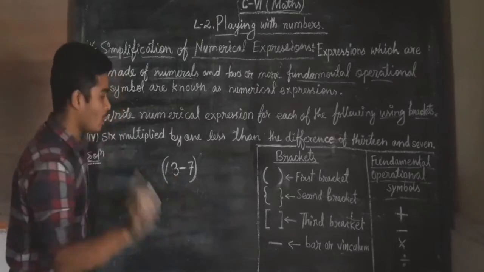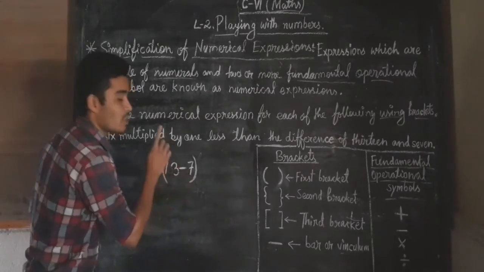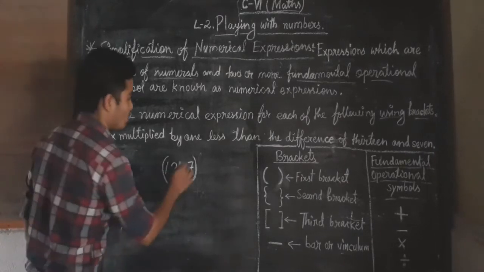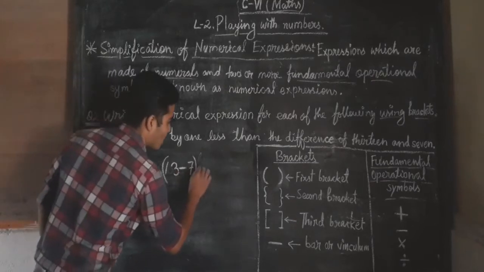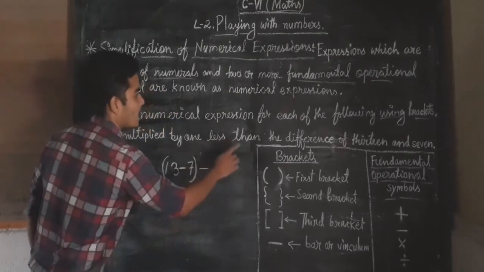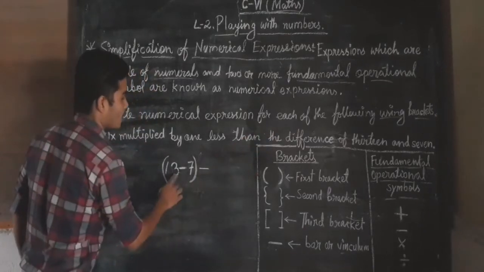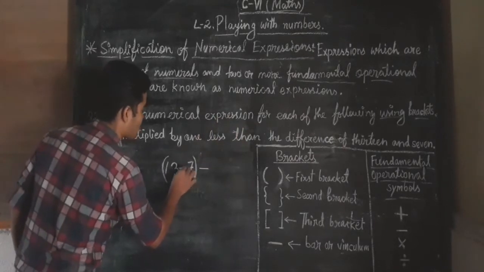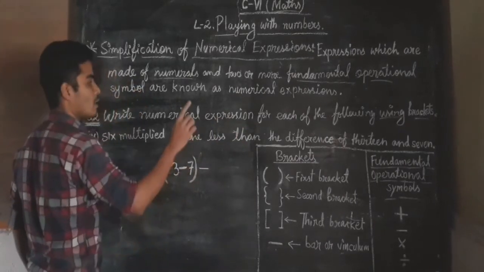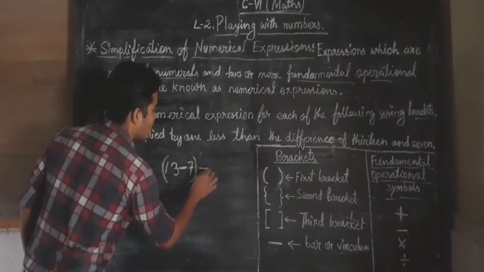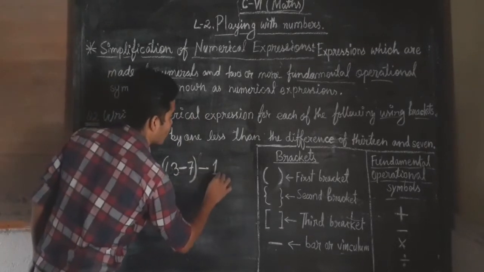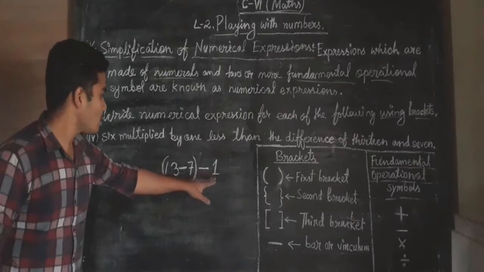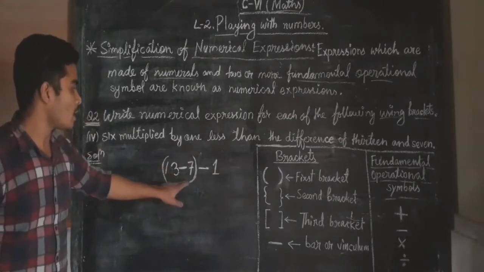Here you have to observe one thing: in a numerical expression, I am using the first bracket first. Now from this difference I have to subtract 1, because it is 1 less than the difference of 13 and 7. So from the difference of 13 and 7, I am going to make 1 less. Less means subtract. So here is the statement: 1 less than the difference of 13 and 7.